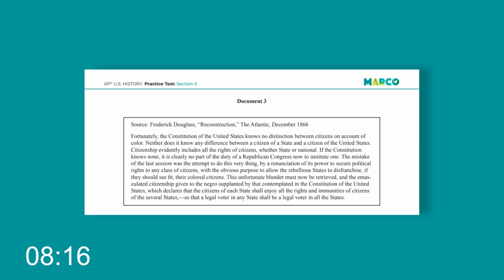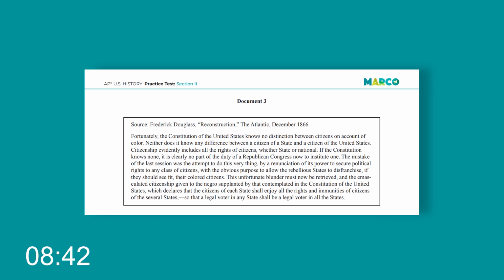Something about citizens of states and citizens of the federal government. The mistake of the last session of Congress was the attempt to do this very thing. Okay, so again, if you can't understand every phrase in every document, don't beat yourself up. That's not what this is about. This is about, what can I say about this document to get the points I need? I can't read all the little words, but I can follow along and get the main idea.